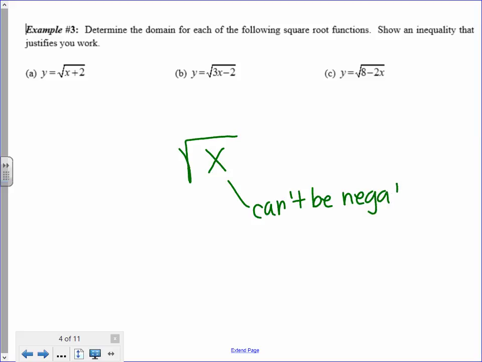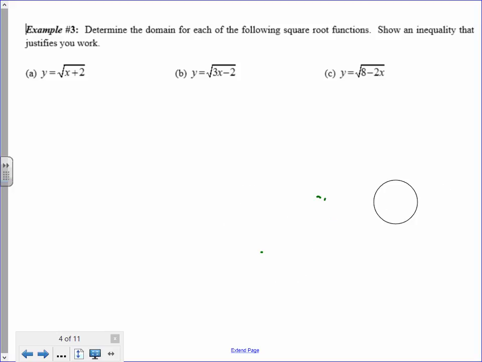Can I take the square root of 0? Like, what's the square root of 0? It's not nothing. It's 0. The square root of 0 is 0. So I can take the square root of 0. Can I take the square root of a positive number? Yes, I can take the square root of a positive. So I'm allowed to take the square root of 0 and positive numbers, just not negatives. So do you remember now what I had to do with the radicand, what's under the square root, and how I found the domain?